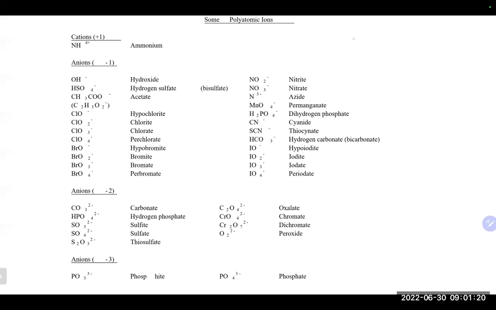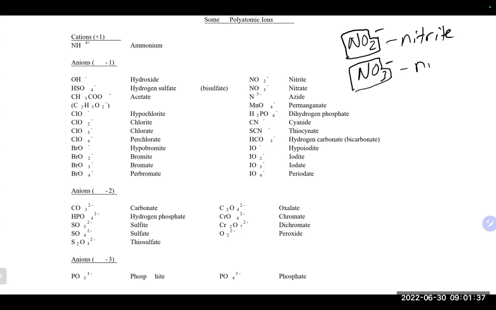So for example, NO2- and NO3-, for example. This is 1 nitrogen, 2 oxygen with a -1 charge. This is what is known as the nitrite ion. This guy is known as the nitrate ion.